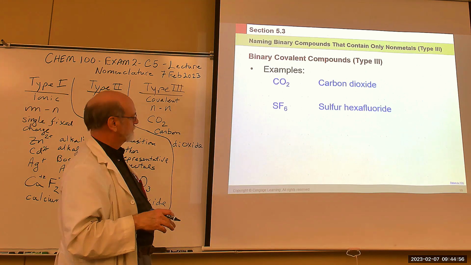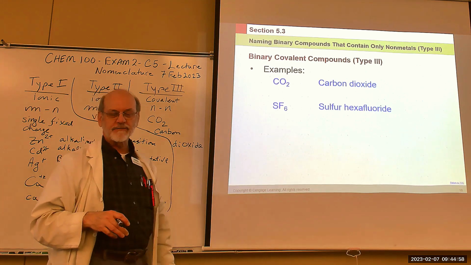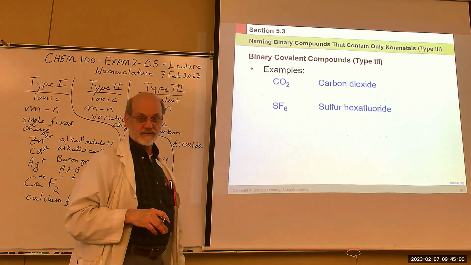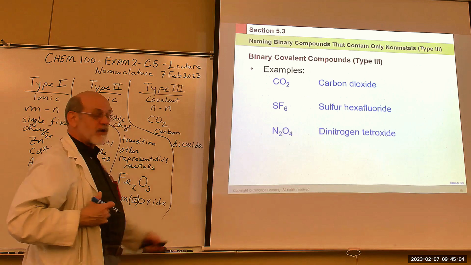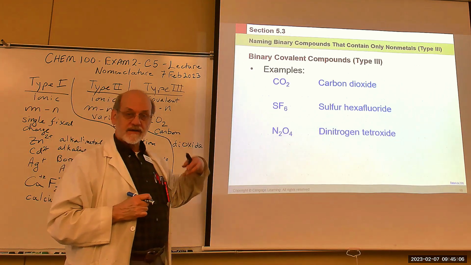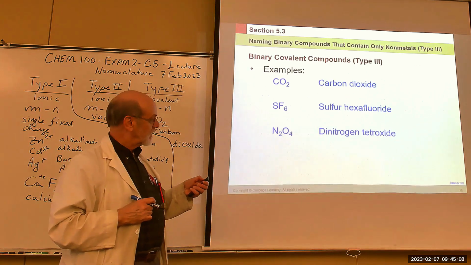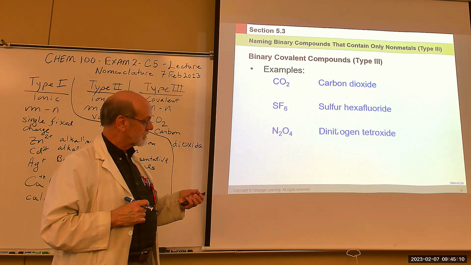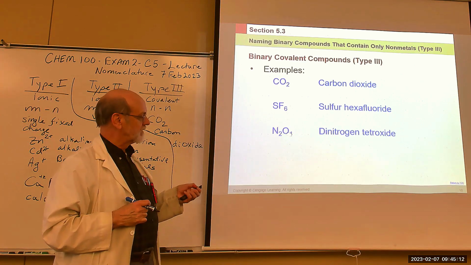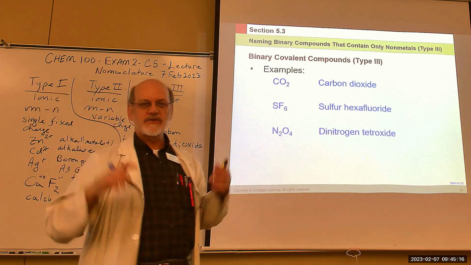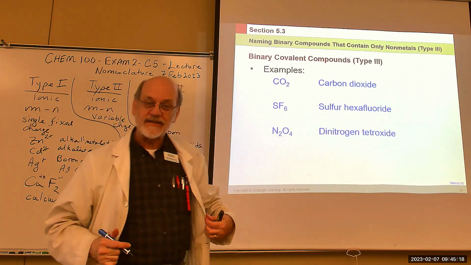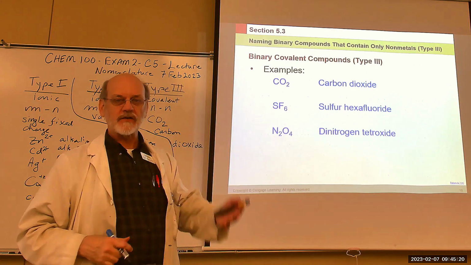Sulfur hexafluoride. Hexa is 6. Now, if you have more than one, you will say dinitrogen in this case. Dinitrogen tetraoxide. Notice we dropped the A off of tetra. It just sounds better. Right? Instead of saying tetraoxide, we just say tetroxide.